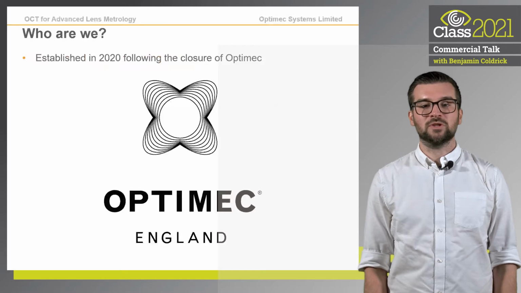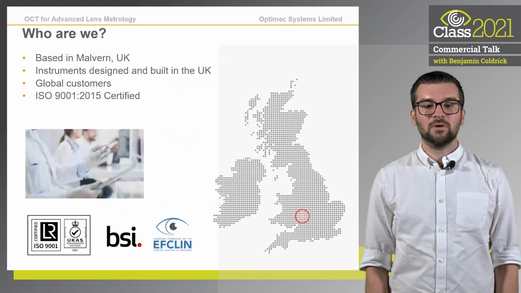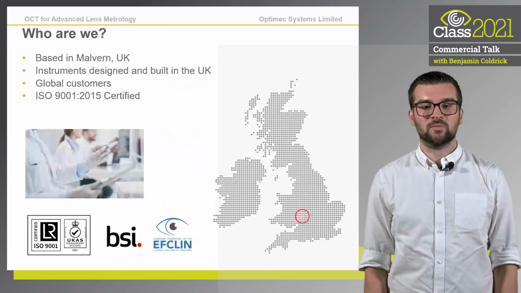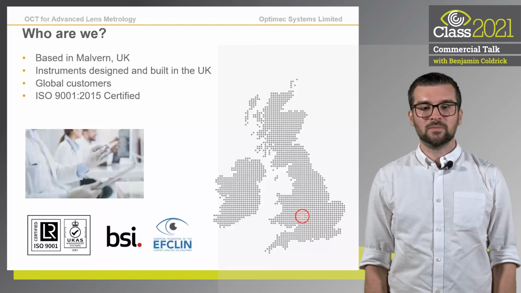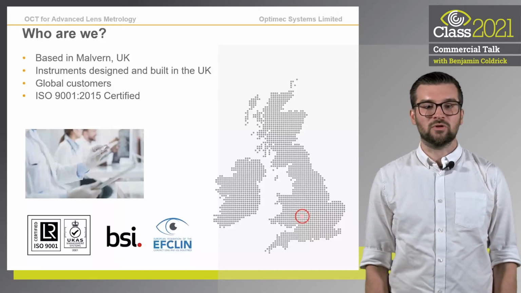Optimec Systems was formed in 2020, following the closure of Optimec Limited, who you may be familiar with. We are based in Malvern in the United Kingdom and have a dedicated team with many years' experience in the contact lens industry and in industrial automation. We are ISO 9001 certified and members of a number of industry bodies.